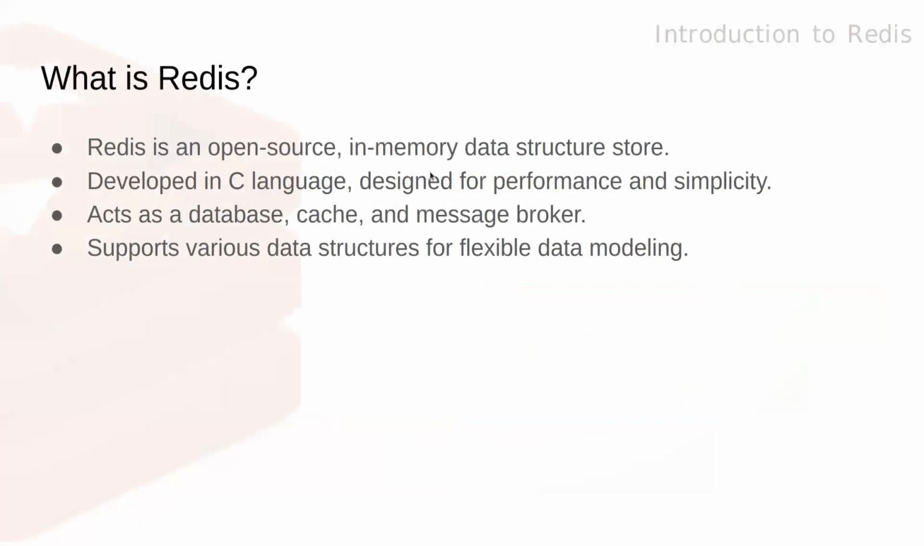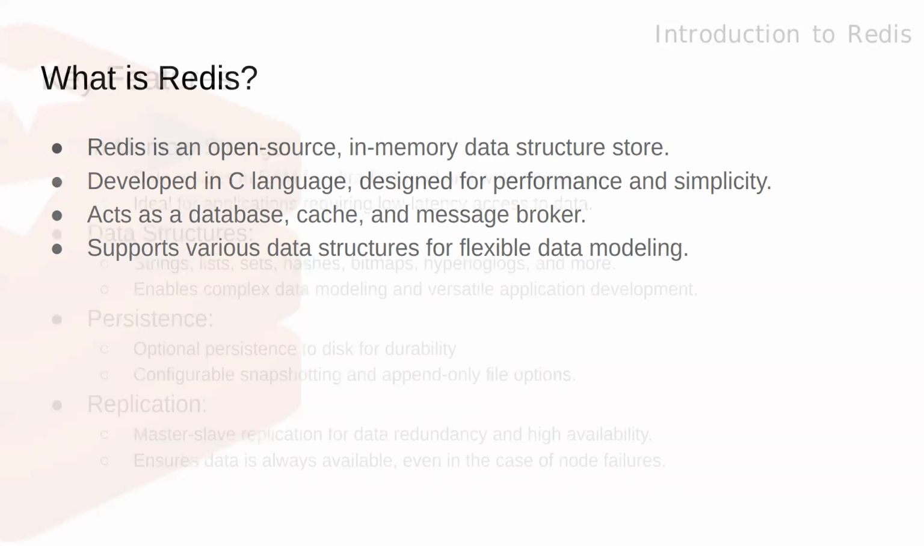So we can start. What's Redis? Redis is an open source in-memory data structure store. It means we can store the data in memory, like in RAM itself. It's developed in the C language. It's designed for performance and simplicity. We can use it as a database, and we can use it for cache also, and as a message broker also. It supports various data structures for flexible data modeling.